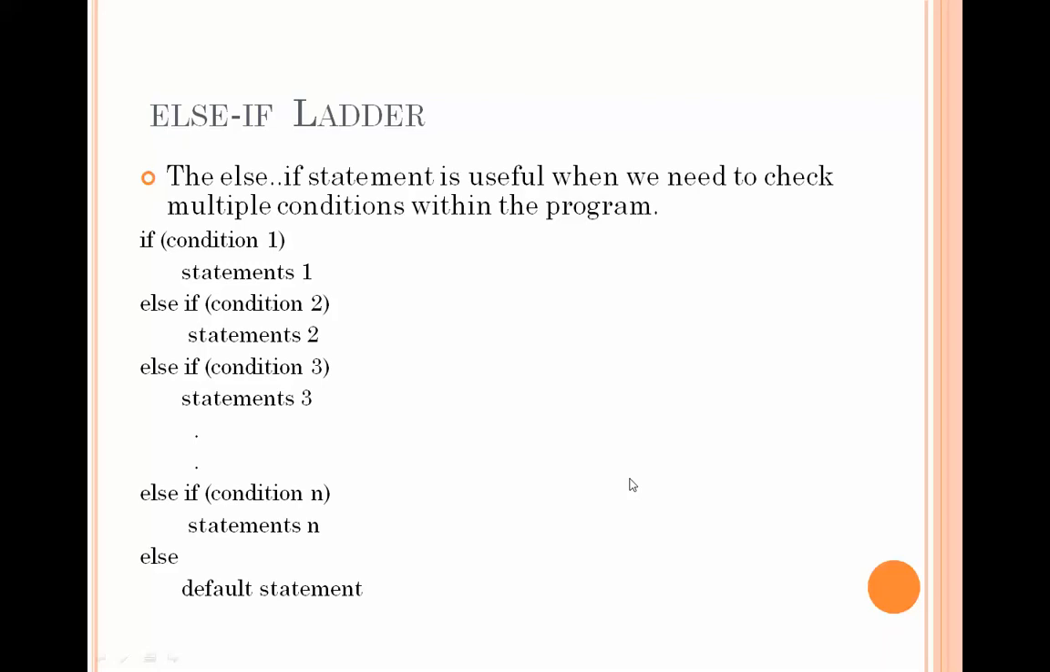Dear students, we have already discussed the various decision control statements which we can use in the C programming language. Today we will be talking about the else if ladder, which we can use when we need to check multiple conditions within the program. Say, for example, we are given a problem in which we have to check multiple conditions.